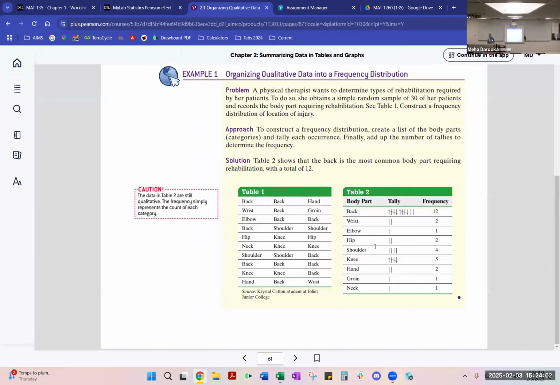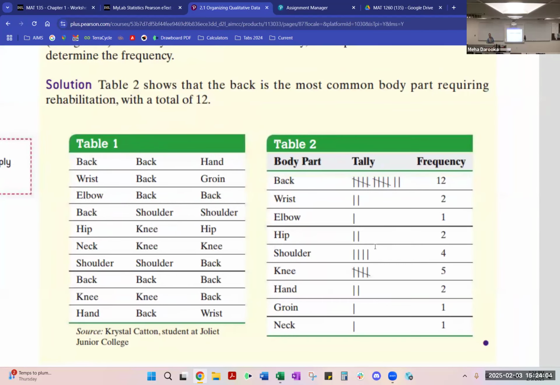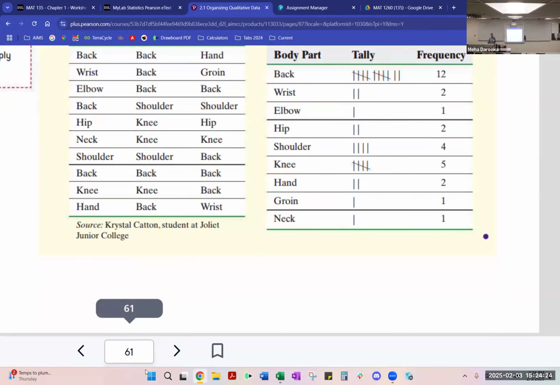The frequency distribution table would basically be table 2, except we wouldn't have that middle column where we did all the tallying for the different body parts. So you would just have one column with the body part that needs physical therapy, and then the other one would be the frequency column. The tally is more like a sketch, rough work that you do while you're trying to figure out how many of the patients needed that kind of physical therapy.